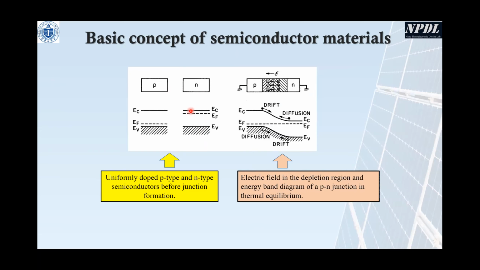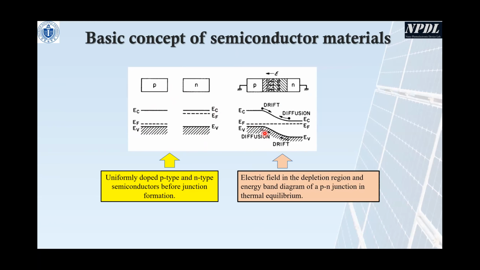Actually, this is some very basic fundamentals of our semiconductor materials. So this is some P and N type material. When the P type material is in equilibrium, the Fermi level is very close to the valence band, and for the N type case, the Fermi level is up near the conduction band.